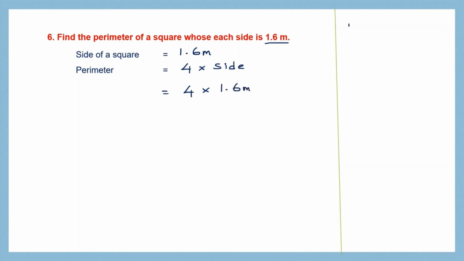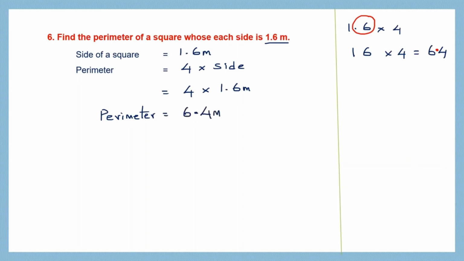So let's multiply 1.6 into 4, ignoring the point, 16 into 4. 16 fours are 64 and here there is one decimal place. After the point is one number, so our answer also should have one decimal place. So that becomes 6.4. So the perimeter of this square is 6.4 meters. So that is our answer, 6.4 meters.